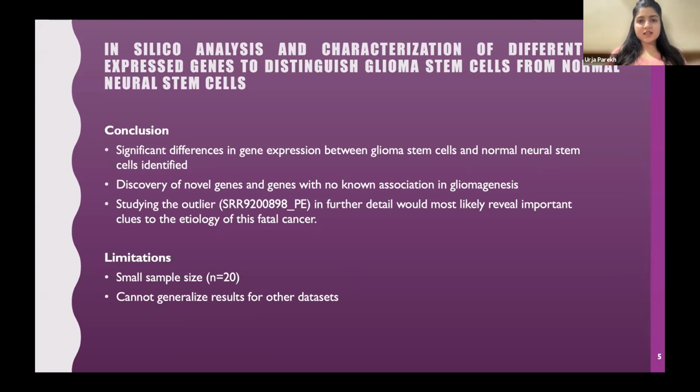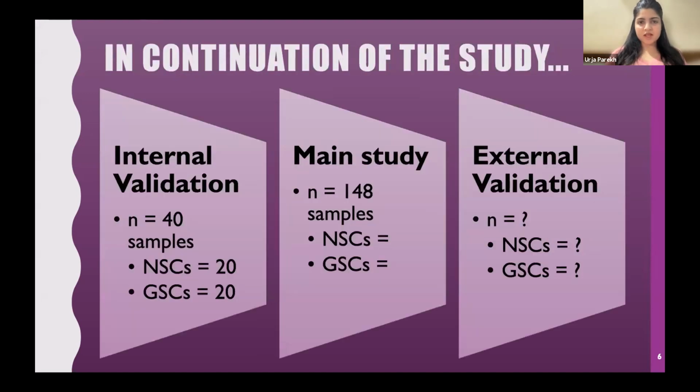Now, the reason that I'm extending the study is because I had taken a very small sample size, and I believe that a larger sample size is required to get more relevant findings. And I can also not generalize these particular results to other subsets of glioblastomas. Therefore, for the same reason, I am extending the study to perform something called internal validation and external validation.